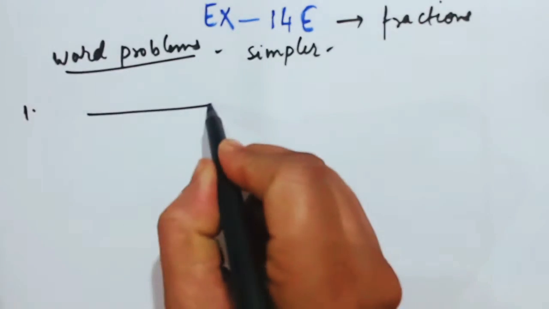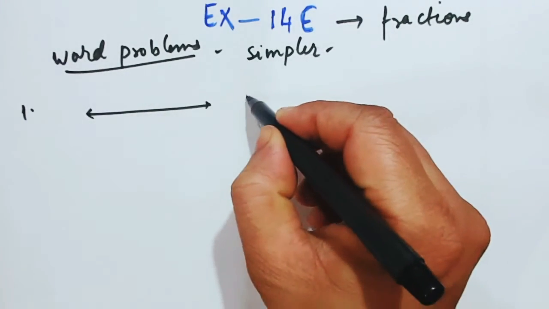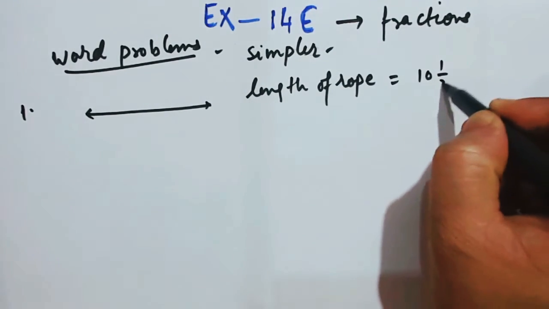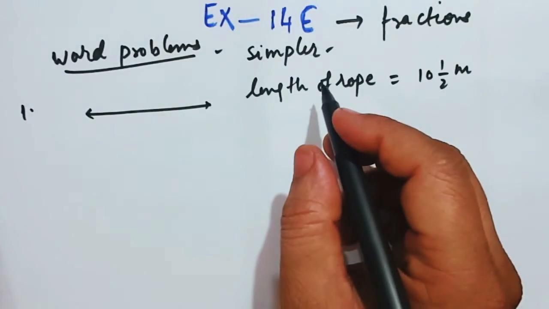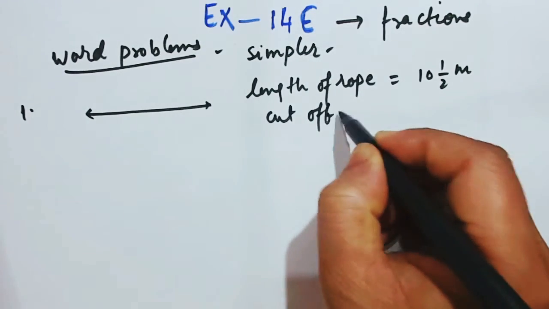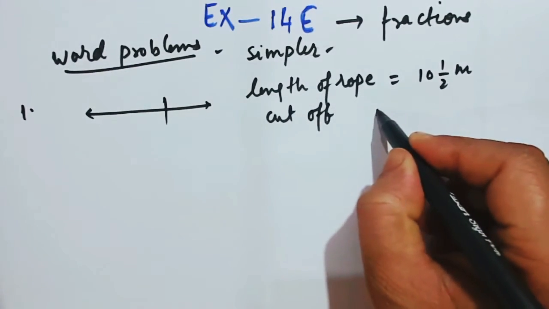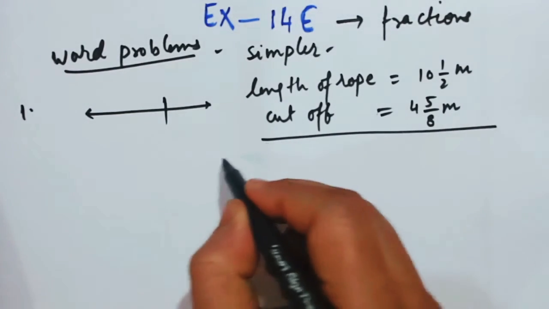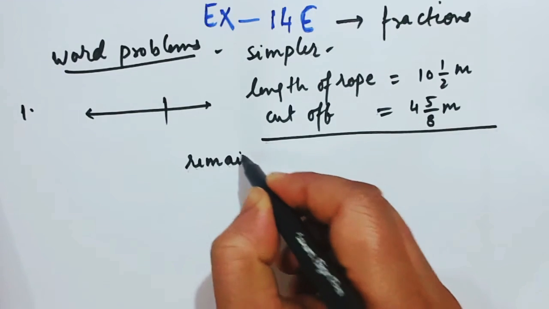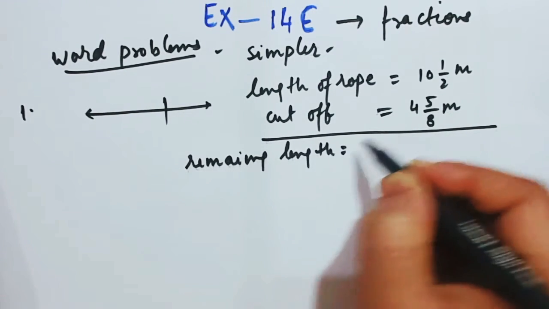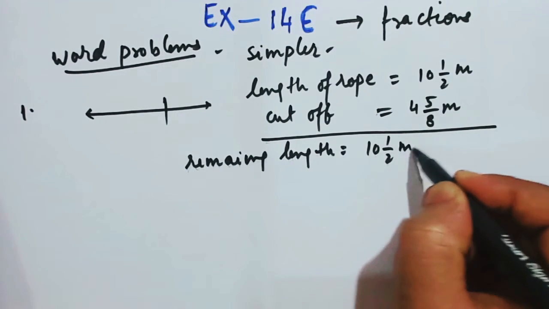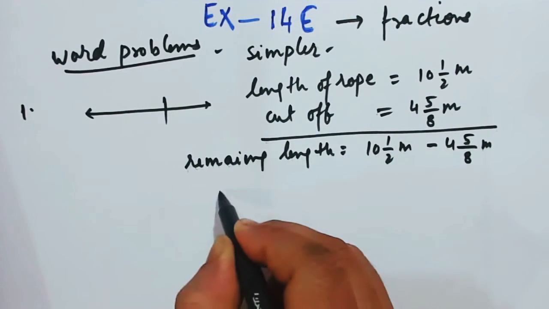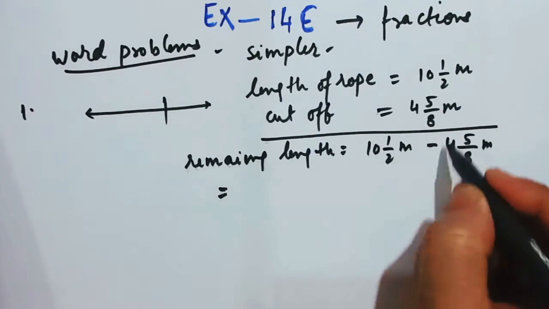From a rope, this is the rope given. The length of the rope is given as 10.5 meter. They say that 5 by 8 meter of the rope is cut off. Therefore, what will be the remaining length? Remaining length is equal to the total length, that is 10.5 meter, minus 5 by 8 meter, that is the cut-off length. So now the next level is just solving these simple problems.